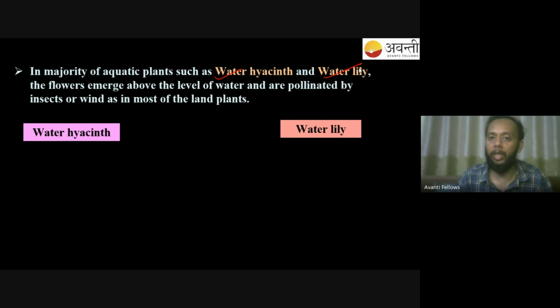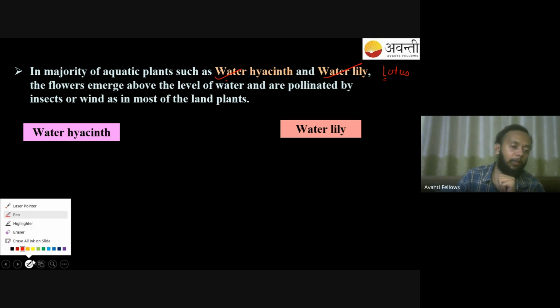Now what happens with them? Lotus, water hyacinth and water lily do not depend on water for pollination. Rather, they depend on insects and the wind. So please understand, flowers like water hyacinth, water lily and even lotus are not flowers which depend on water for pollination. Please remember this. You might think that because it is a water lily, it will depend on water. It's not the case.